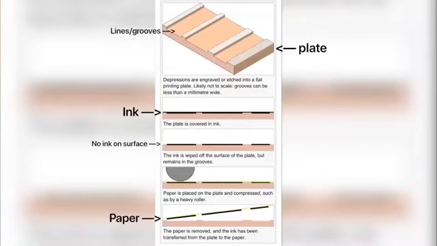Again, being the opposite of what relief is, you can see that we again have our block all the way at the top. It says depressions are engraved or etched into a flat printing plate. Again, this is not to scale, it says that there, but you can see how those big, flat, deep sections would be the lines that you carve. The plate is then inked, as shown in the second example down. The third one down is that you would wipe it off.